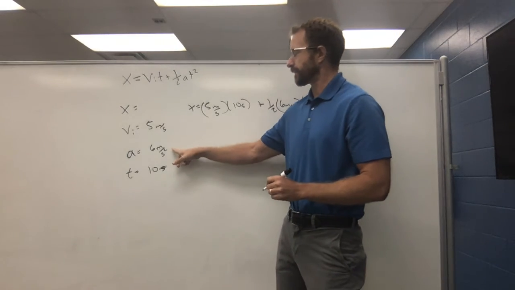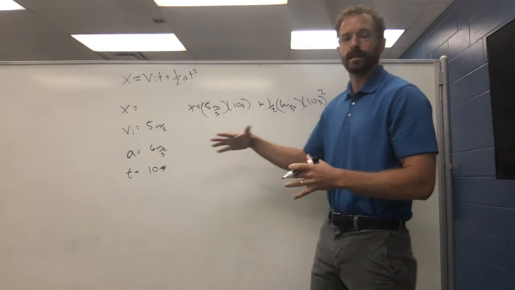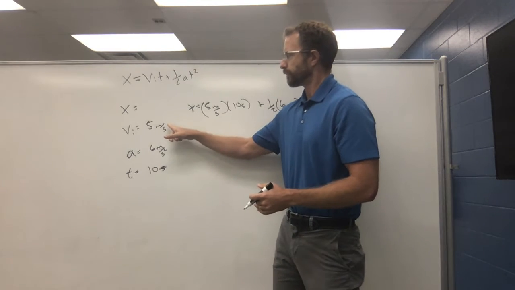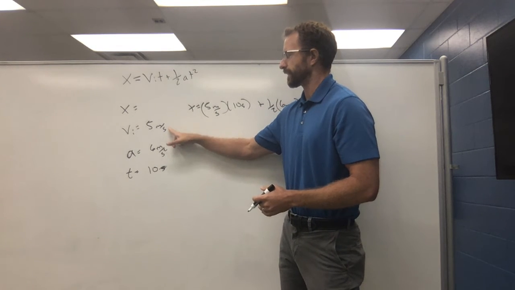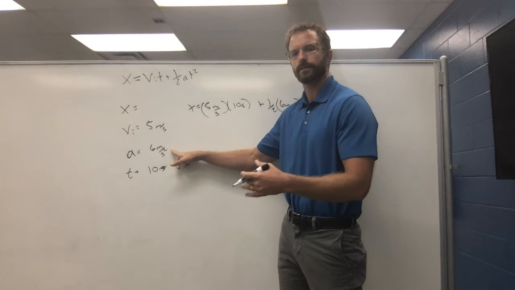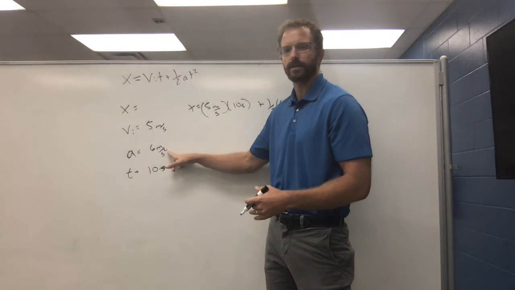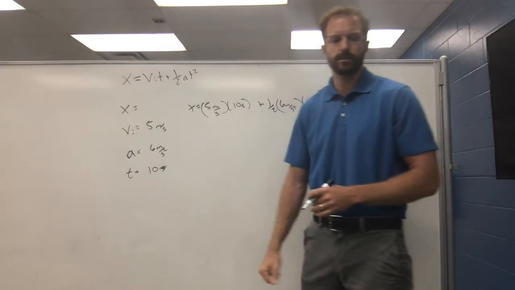As I think about this one, I always like to, as I write stuff, pause for a second and say, okay, how are my directions? Well, our initial velocity was 5 meters per second, and then we hit the gas and are accelerating in the same direction. If it had been hitting the brakes, these would need to be opposite signs, a positive 5 and a negative 6 meters per second squared.